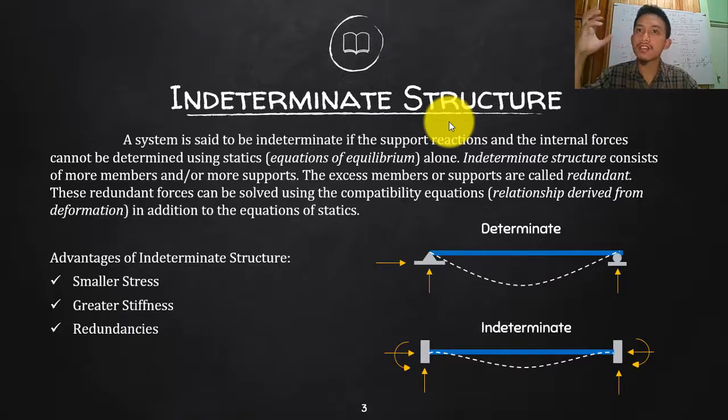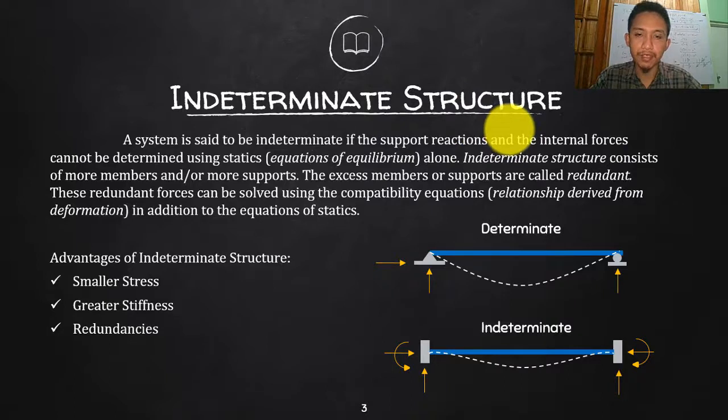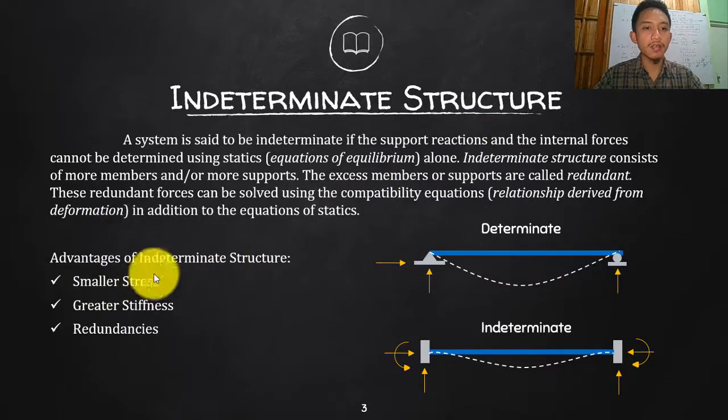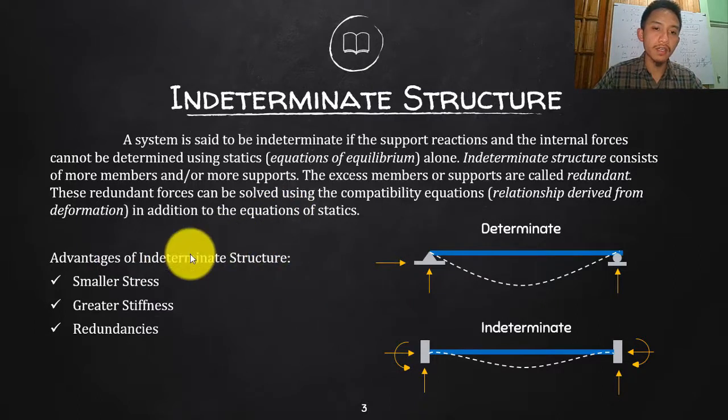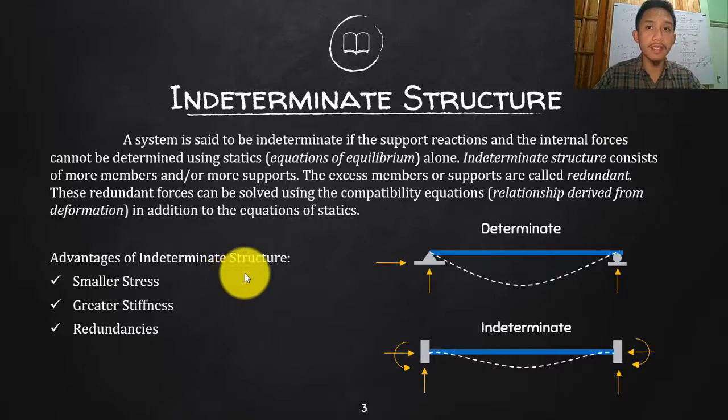So how many reactions are there? Three, and on the other side are three. So a total of six reactions. So you cannot just solve that by merely equilibrium. So you really need to know how to solve the indeterminate structure, because most of the time, that is the common type of structure that we have in actual indeterminate structures. So what is the advantage of indeterminate structures? If we can make use of determinate, which is simpler to solve, why use indeterminate structure, isn't it?